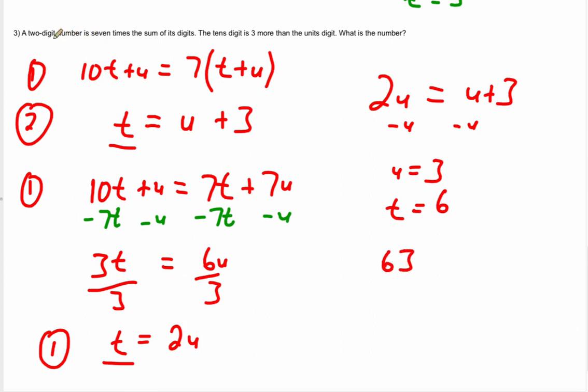Now I'm going to test it. A 2-digit number is 7 times the sum of its digits. So 9 times 7 is 63, so that works. The tens digit is 3 more. Yeah, certainly. Okay, so there's the answer. No problem. I'll make another video on the other types of problems.